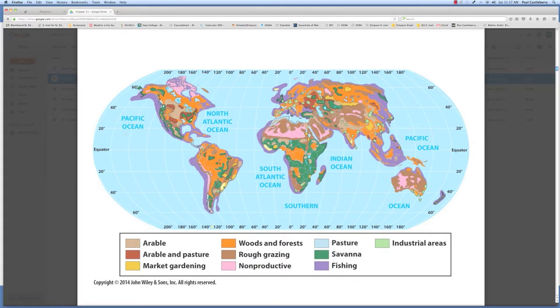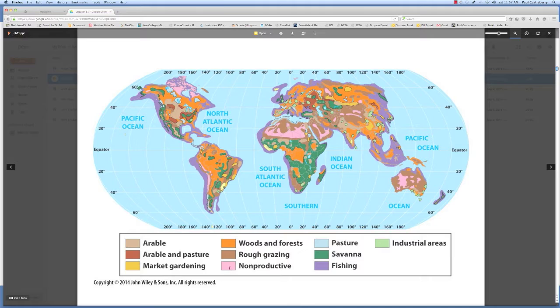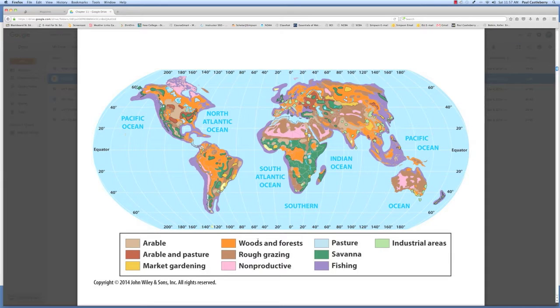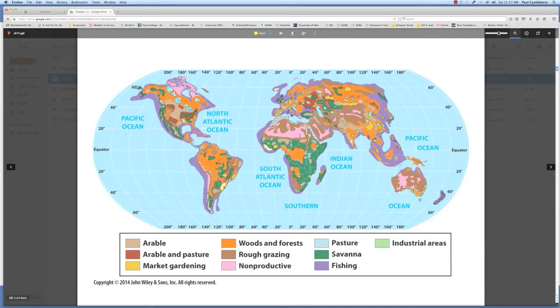Now, I'm not going to go through each one of these, but let's look at the non-productive land. That's the one that I want to look at next. Notice where the biggest non-productive areas are. They are areas that are deserts. We look here at the continent of Africa. We look down here into Australia.